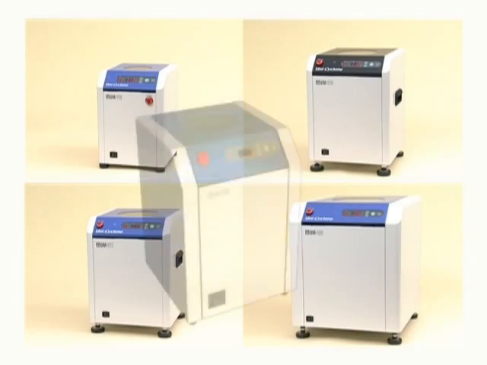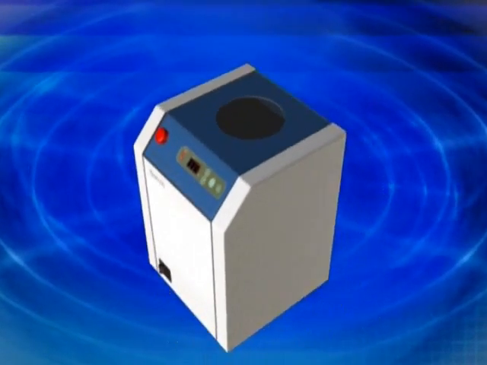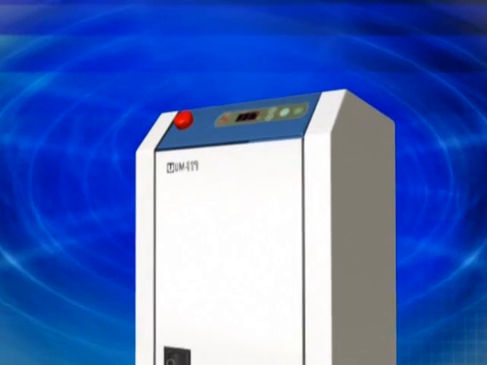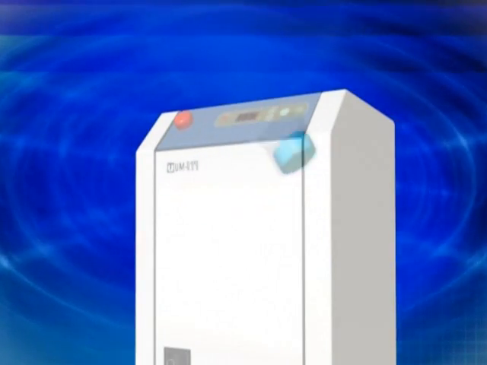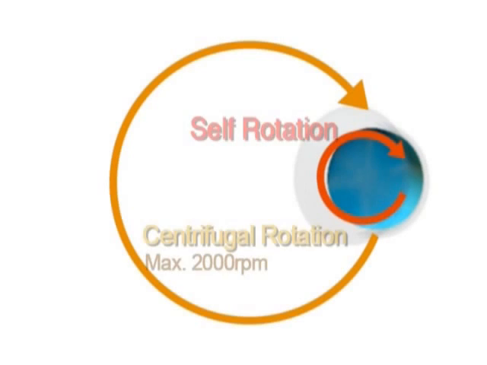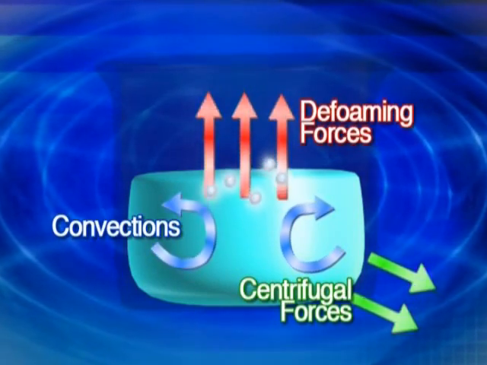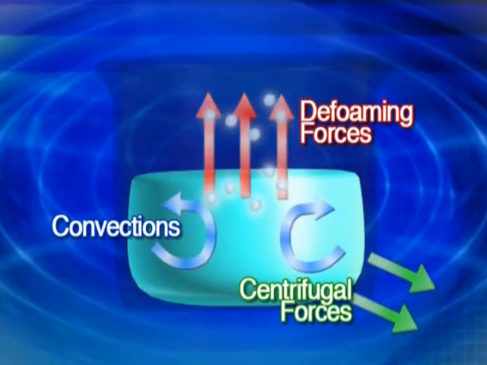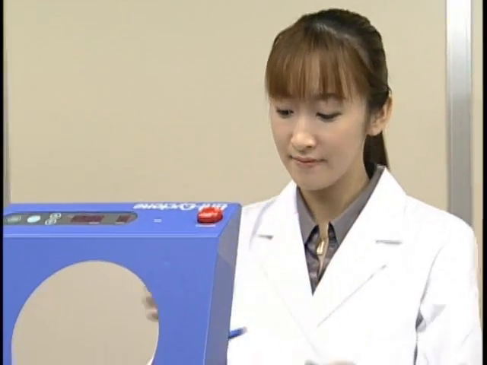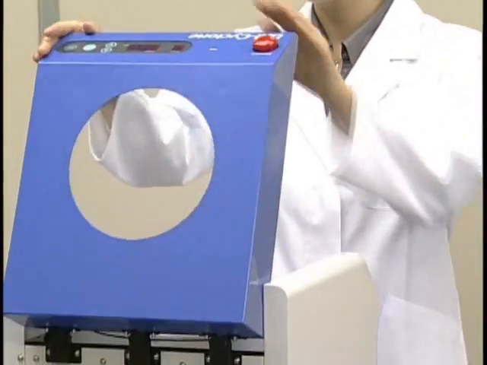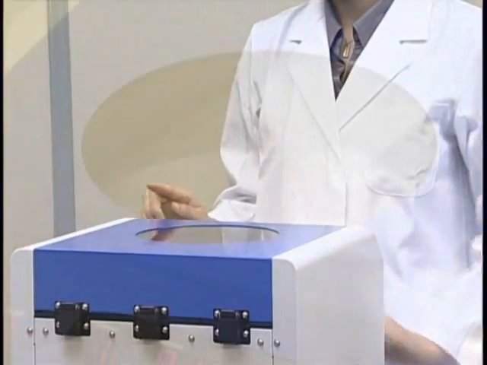Unicyclones are benchtop dual centrifuge mixers, conditioners, and agitators that feature a simultaneous self-rotation and centrifugal rotation for the materials to be mixed. A maximum centrifugal rotation of 2,000 RPM generates uniform and strong centrifugal forces, causing convections in the material inside the container. An efficient use of the centrifugal forces enables the mixer to mix materials evenly and defoam them as well.